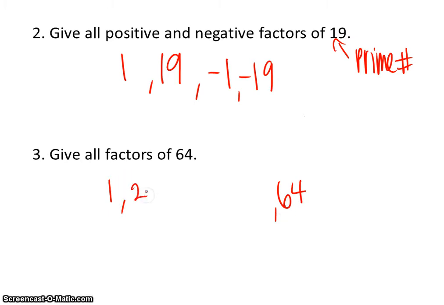Then, is it divisible by 2? Yep, it's divisible by 2. And 2 and 32. Again, use your calculator if you need to. 3. Nope, 3 doesn't work. You can double check. And then 4. Yep, 4 works. 4 and 16. Does 5 work? Nope. 6, nope. 7, and you're going to keep going and you're going to realize it doesn't work. So these are the only ones. So that's all my factors of 64.